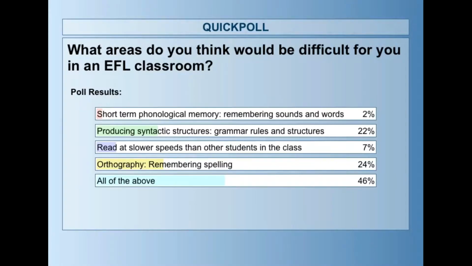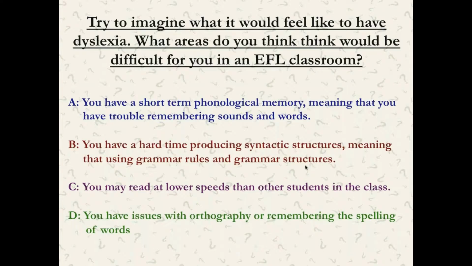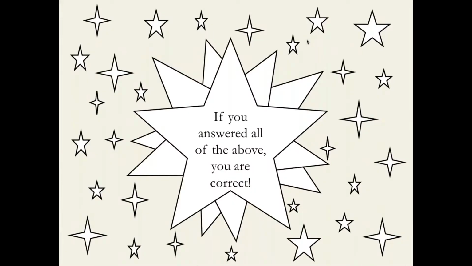All right. Can you see the results, Rosie? I cannot, but that's okay. Do you want to tell me them? Sure. So 2% said short-term phonological memory, 22% said producing syntactic structures, 7% said read at slower speeds, 24% said orthography, and then the little help that I gave them was 46% said all of the above. Yeah, I should have given an E, correct? Yeah. Because if you thought it was all the above, you were correct. Because all of those areas are difficult.